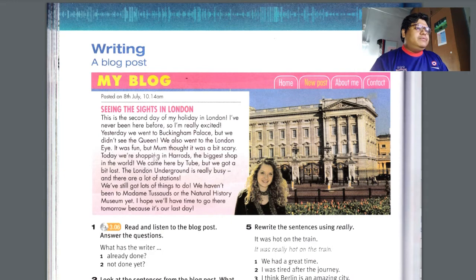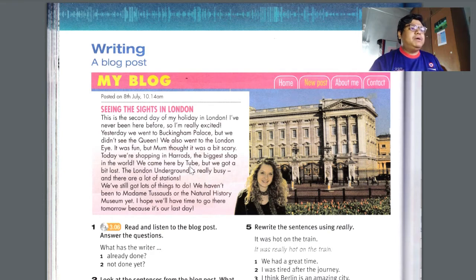It was fun, but Mom thought it was a bit scary. So the mother thought the London Eye was a bit scary. Today we are shopping in Harrods. So they are going shopping in a place called Harrods, the biggest shop in the world. We came here by Tube. If you are a bit confused, Tube is another name for subway trains. In America they call it subway. In Malaysia, I think it's subway train or underground train.